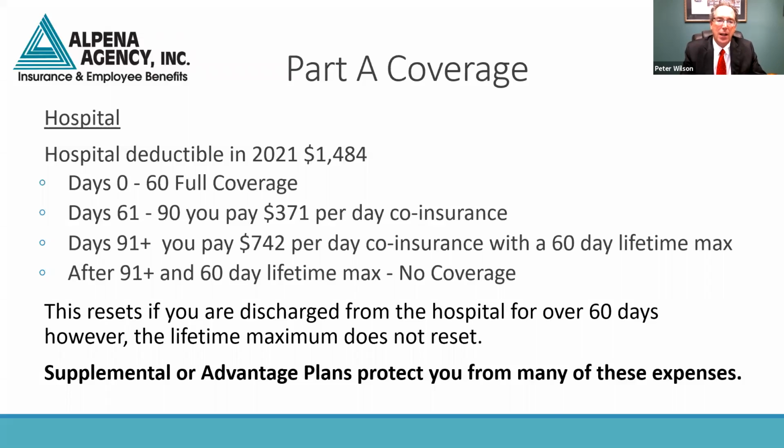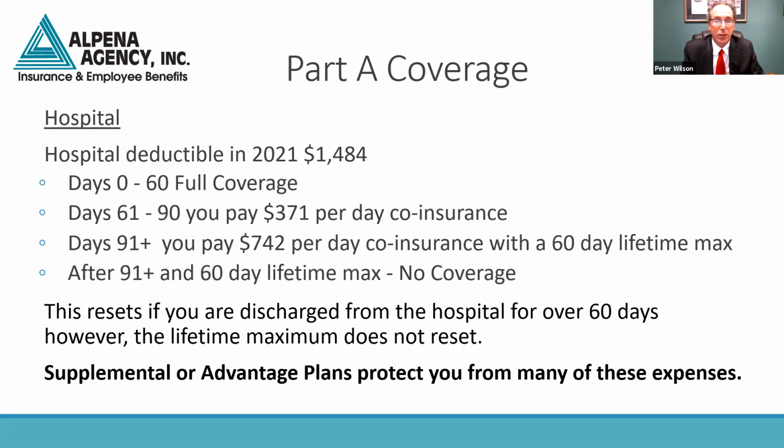So Part A is your hospitalizations. First thing is Part A has a deductible in 2021 of $1,484. If you go into the hospital and you have Part A, your first 60 days, you have full coverage. Medicare is going to pay all the bills. However, if you're in the hospital for more than 60 days, you're actually going to have an out-of-pocket cost of $371 a day. So that next 30 days, from 61 days in the hospital to 90 days, you would owe $371 a day out of pocket, which equates to over $10,000 in bills.